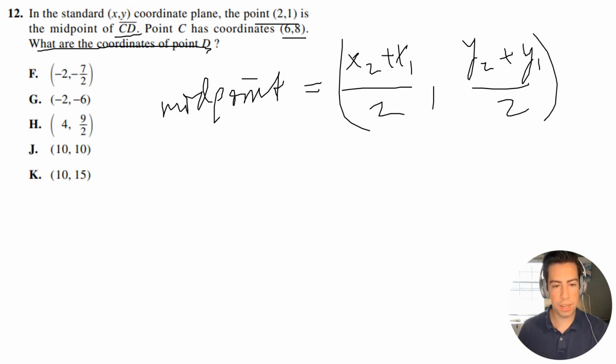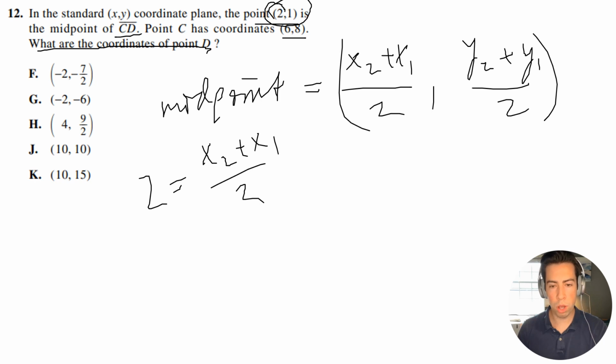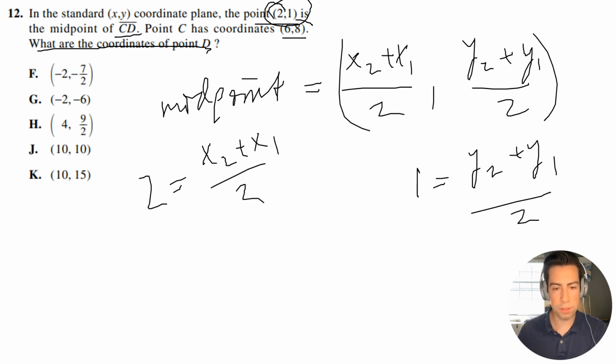So what this means is that if they give us this midpoint, that means that 2 has to equal all of this stuff here, (x2 plus x1) divided by 2. And similarly, 1 has to equal (y2 plus y1) over 2. And they give us a point here, so they give us (6, 8), and we can either make that x2 or x1. So I'm going to make the 6 x2. So it's going to be 2 equals (6 plus x1) divided by 2.